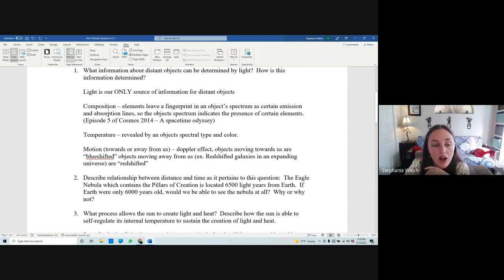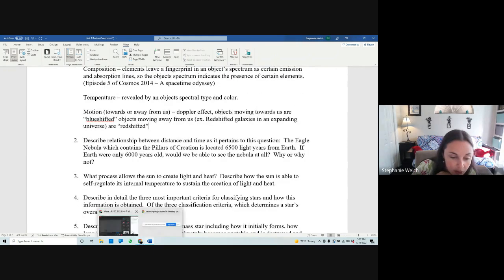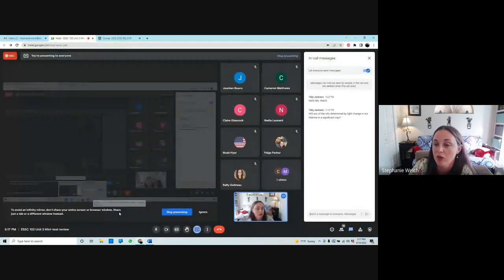So this is all of the information, very, very simplistically put, that you can determine from light and that we use to further understand stars and objects in distant solar systems where light is the only source of information. What is the object made of? Its composition. What is the temperature of the object? And then whether the object is moving towards us or away from us. So let me stop for a second, go back to the chat and see if I missed any questions.